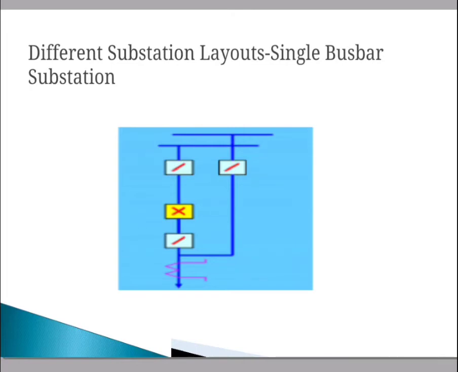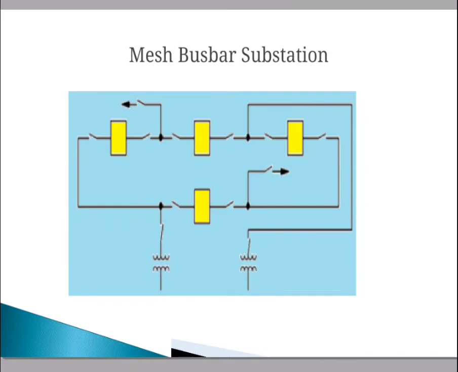The next one is that any fault in the bus bar causes a loss of transformer or feeder, hence maintenance of the bus bar will result in an outage of two circuits. The next layout is the mesh bus bar substation, which is a complex design and has few technologies involved in its operation and maintenance. We have shown the schematic diagram of the mesh bus bar substation here.